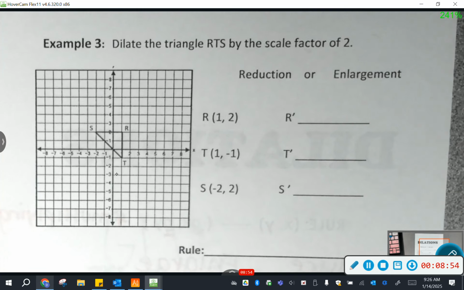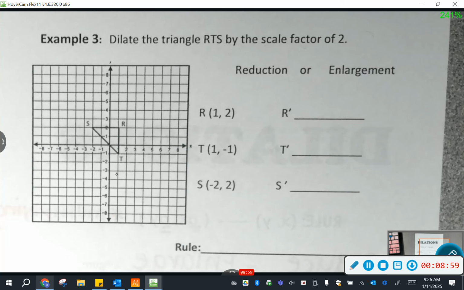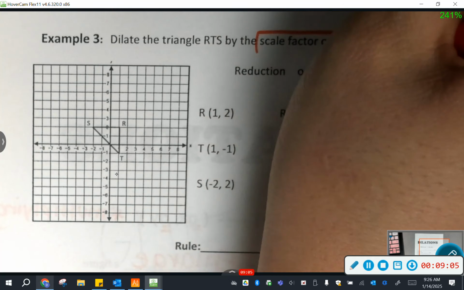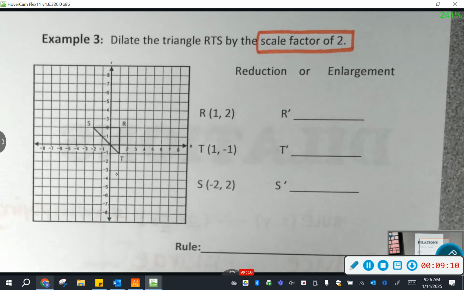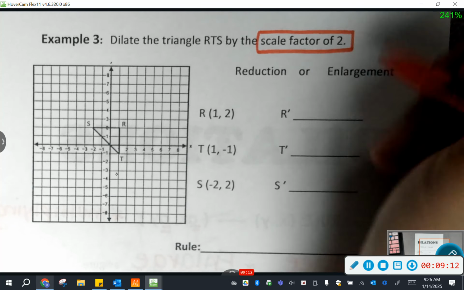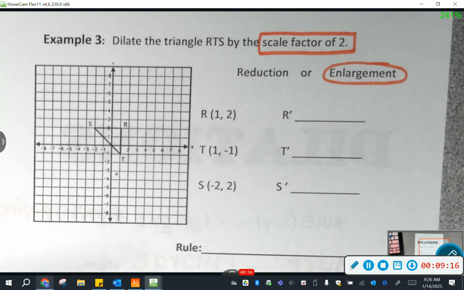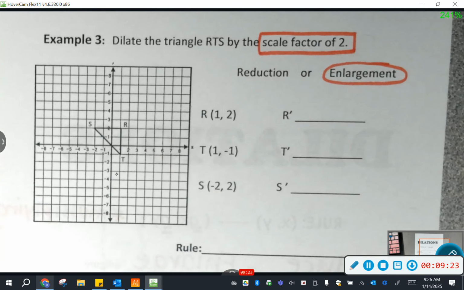Yuri, what are the instructions for example 3? By a scale factor of what? 2. If I'm dilating by a scale factor of 2, is that going to reduce it or enlarge it? Enlarge it. It's getting twice as big, it's going to enlarge. Circle that. So what am I going to do to all of these numbers? Double them. Multiply them by 2.